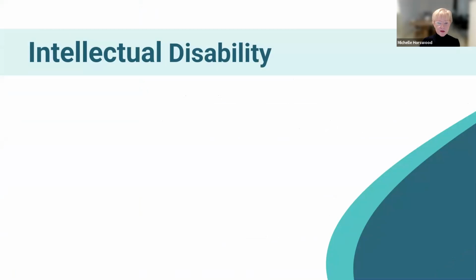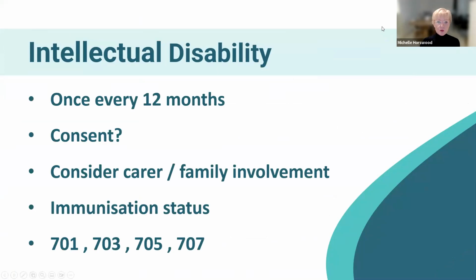The next health assessment that I wanted to talk about is that for people with an intellectual disability. Now, with this particular health assessment, there's a wide spectrum of adults with an intellectual disability, and the definition is that the person has sub-average intellectual functioning.